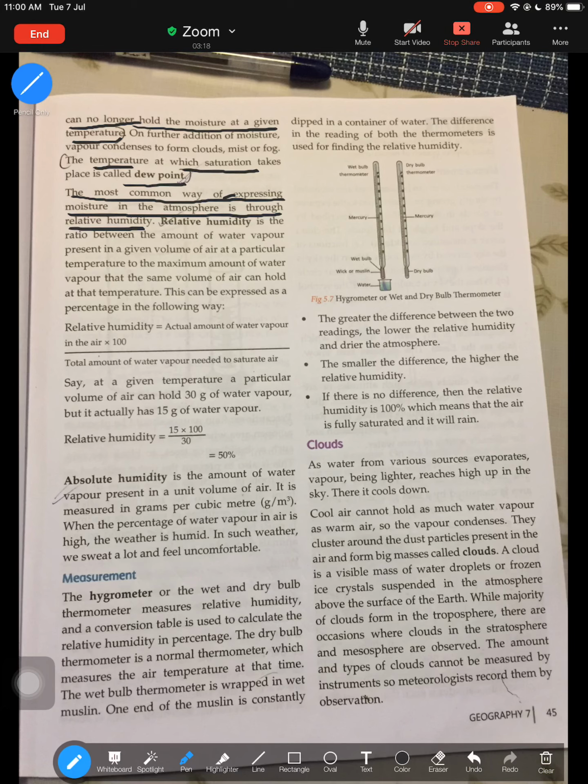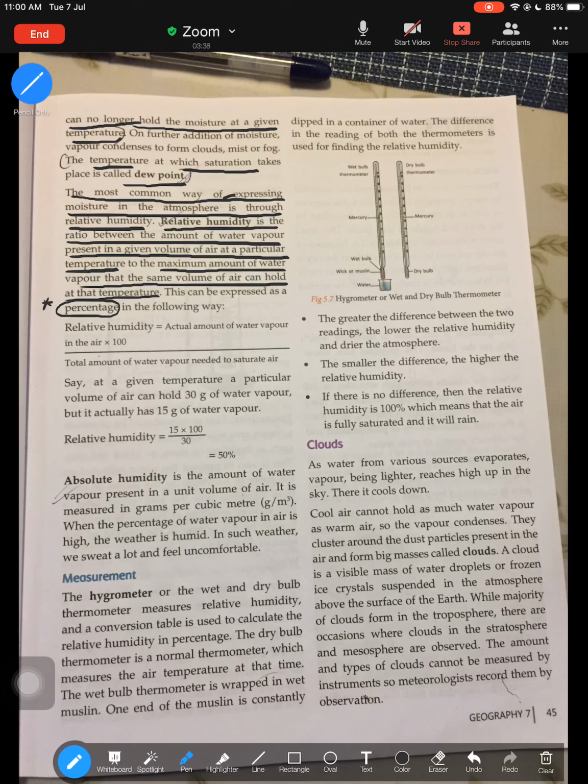Now what is relative humidity? Please underline. Relative humidity is the ratio between the amount of water vapor present in a given volume of air at that temperature to the maximum amount of water vapor that the same volume of air can actually hold at that temperature. Alright, and it is always expressed in percentage. Relative humidity is always expressed in percentage.